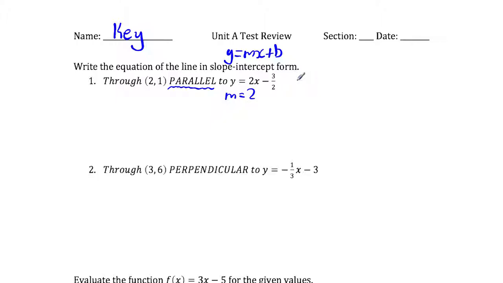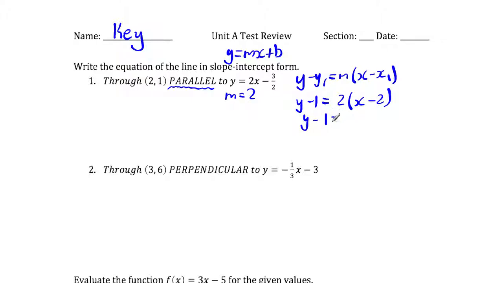So what we do is we use point slope form, which is y minus y1 equals m times x minus x1. And we have our point, which is (2, 1). So that means the y value is 1. I have my slope is 2, and the x value is 2. So from here, all I need to do is just isolate the y, and I'm actually going to turn this into slope-intercept form. So I get y minus 1 is equal to 2x minus 4. If I add the 1 to both sides, I get y is equal to 2x minus 3. And that is the answer there.